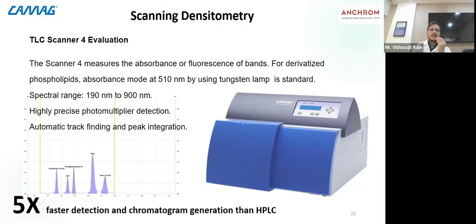You can see at the bottom. The CAMAG scanner scans the plate and generates chromatograms 5 times faster than other column chromatographic techniques, and it is faster than other detectors.